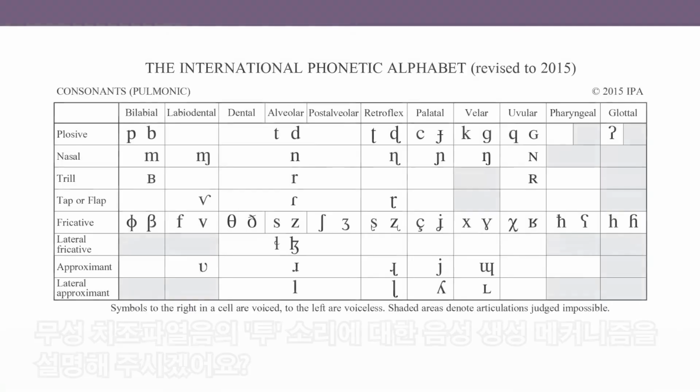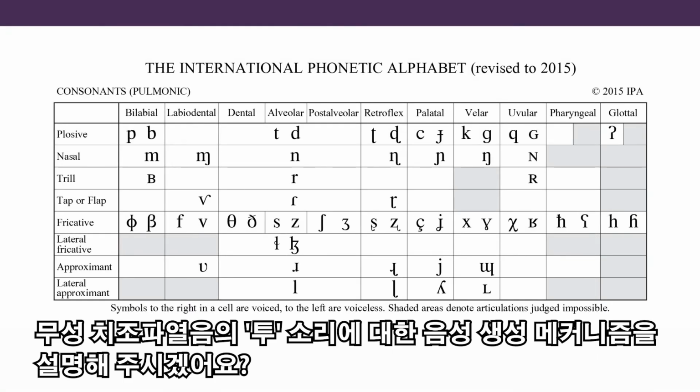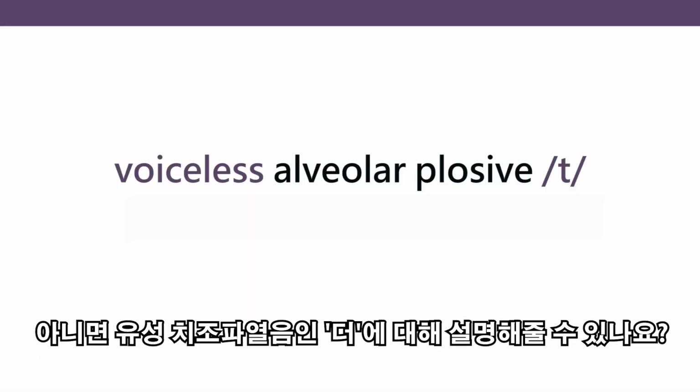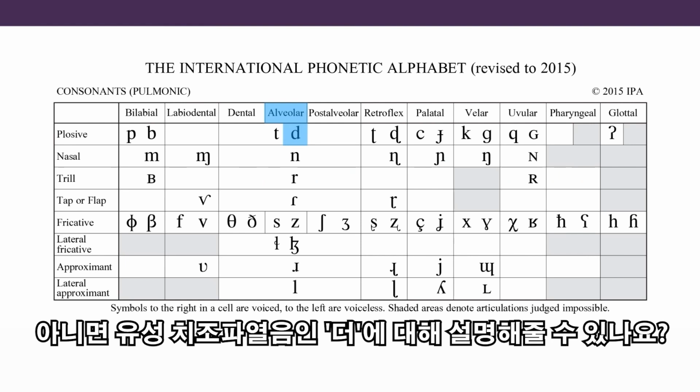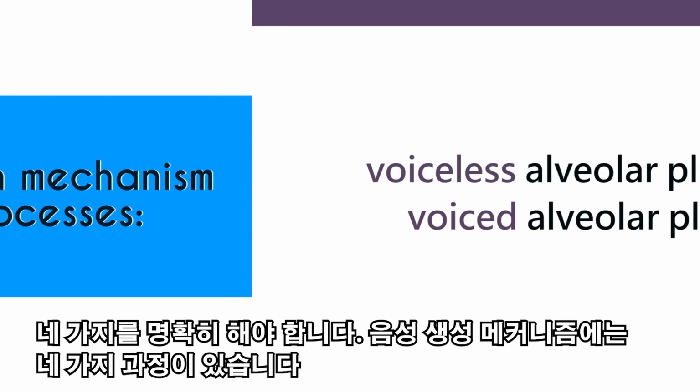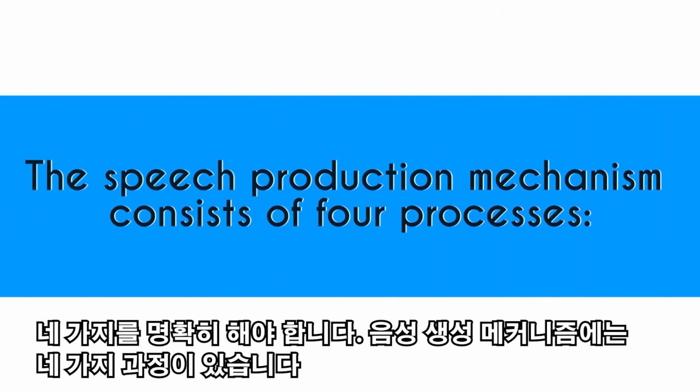Back to the title of the video. When you have these sounds, and I want to ask you, can you explain to me the speech production mechanism for the sound t, for the voiceless alveolar plosive? Or can you explain to me the voiced alveolar plosive d? You have to clarify four things. So the speech production mechanism has four processes.